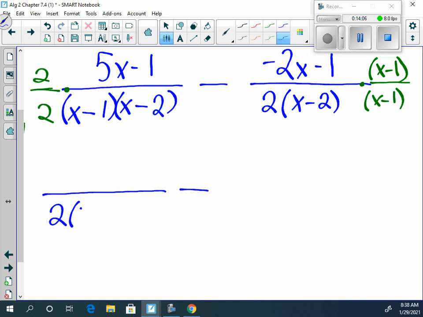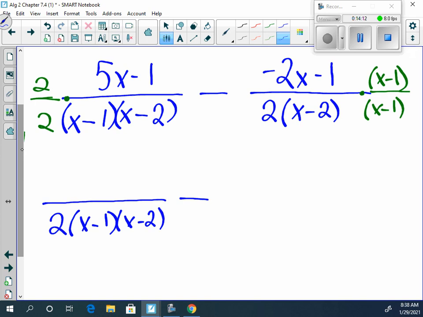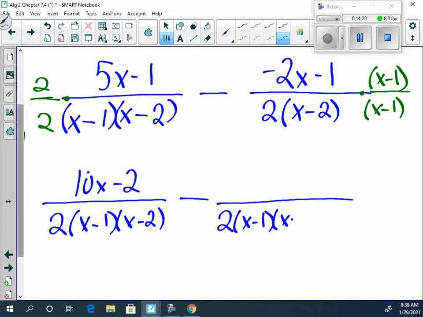So on the denominator, we'll have 2 times x minus 1 times x minus 2. In the numerator, well, 2 times 5x is 10x. 2 times negative 1 would be negative 2. That's not too bad. All right, let's look at this one here.